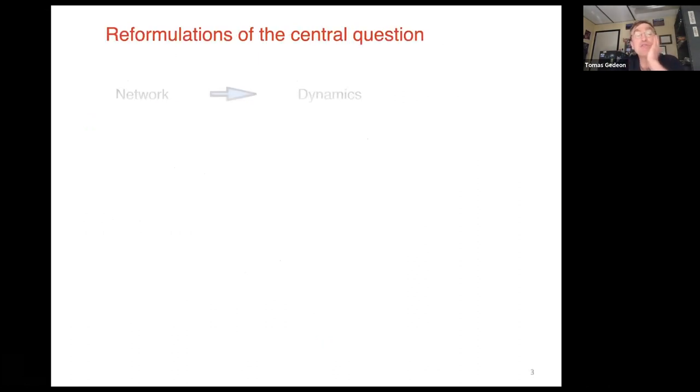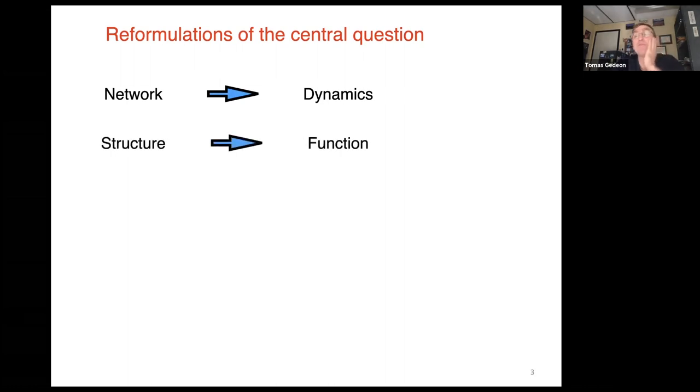The central question, which I'll try to formulate abstractly in several layers, is, at the proximal level: how do we take this kind of network and decide what its dynamics are? I'll explain what that really means later, but this is a different way of framing the question. We know the structure of the system, and I would like to understand its function, the different ways this thing can work.